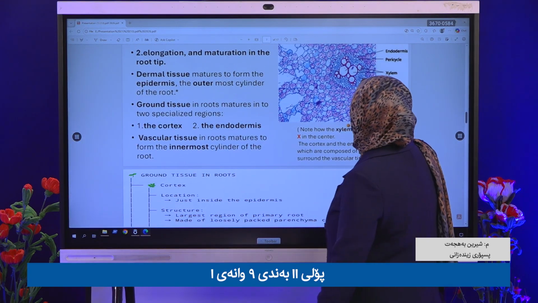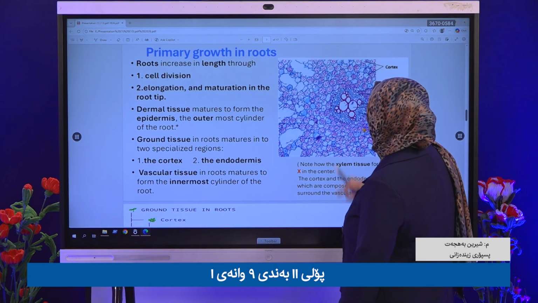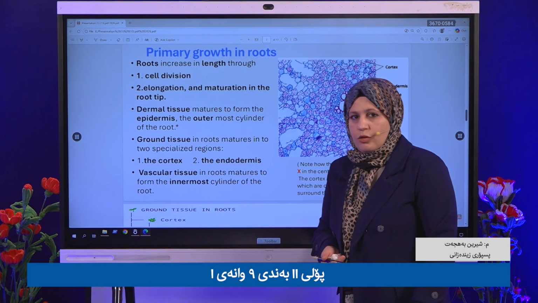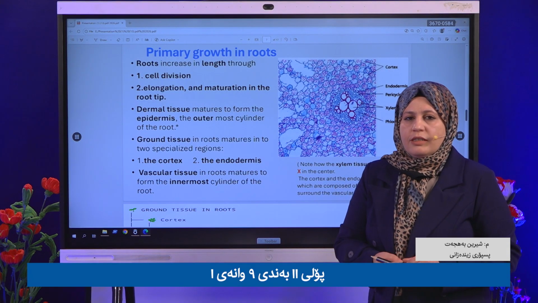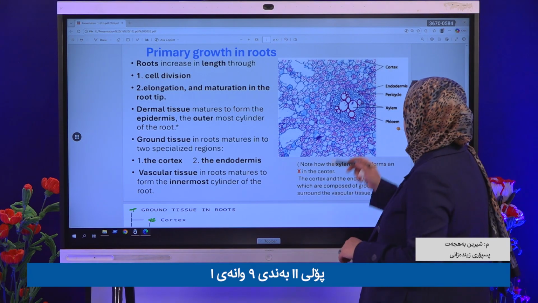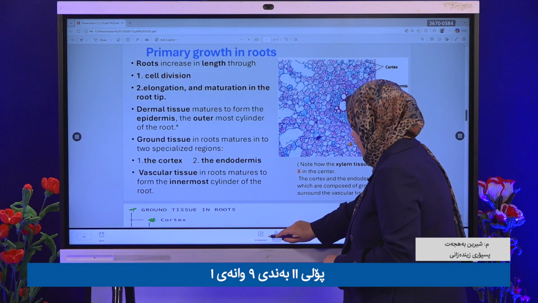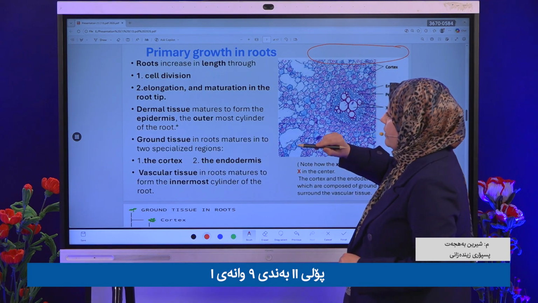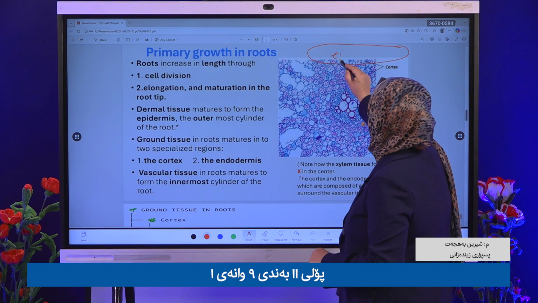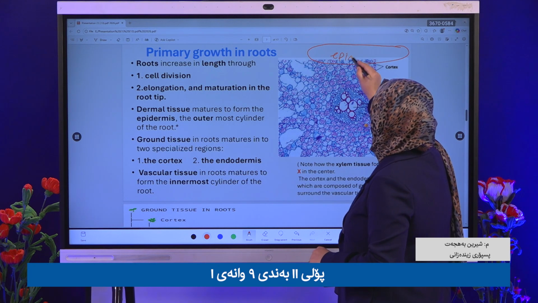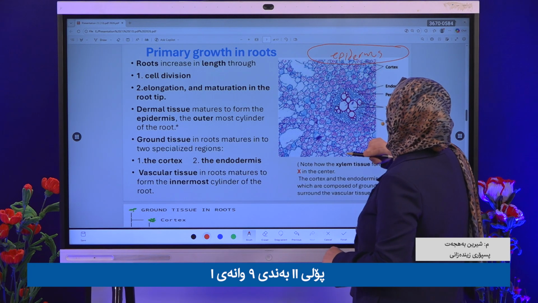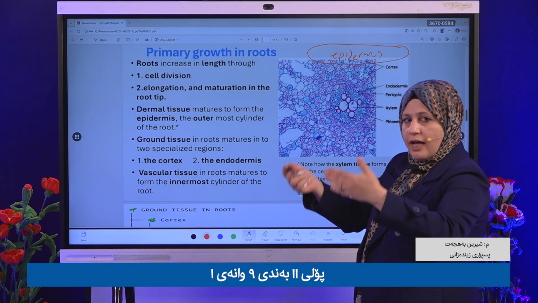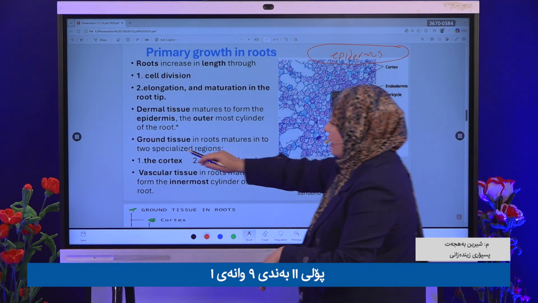Okay. Look at this picture. It's a section of roots. In this part, what is present? Epiderm. It is the epidermis, clear? The outer surface of roots. After, we have ground tissue.